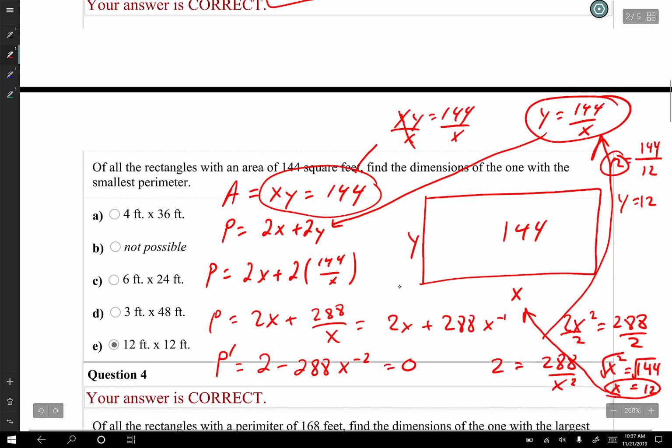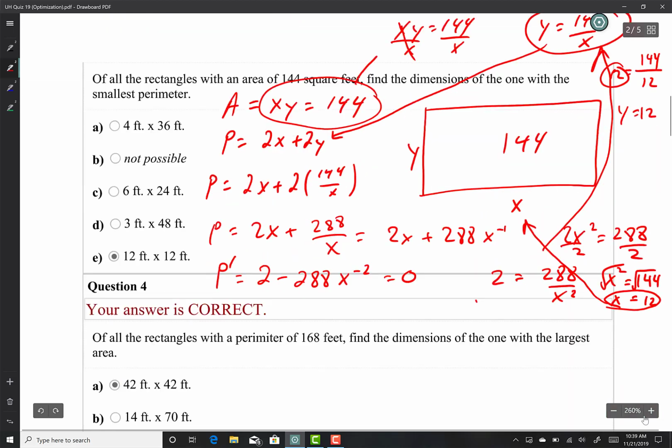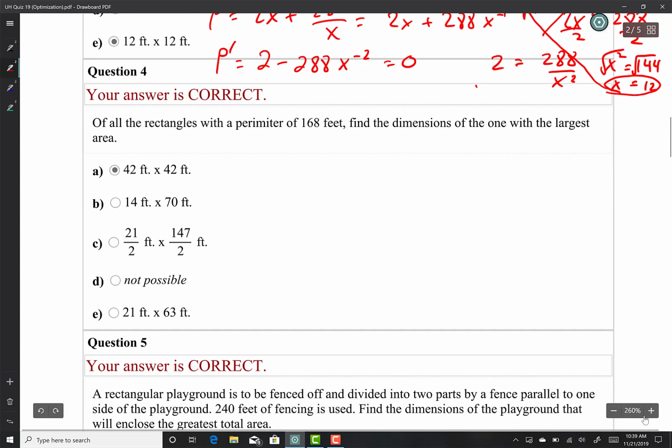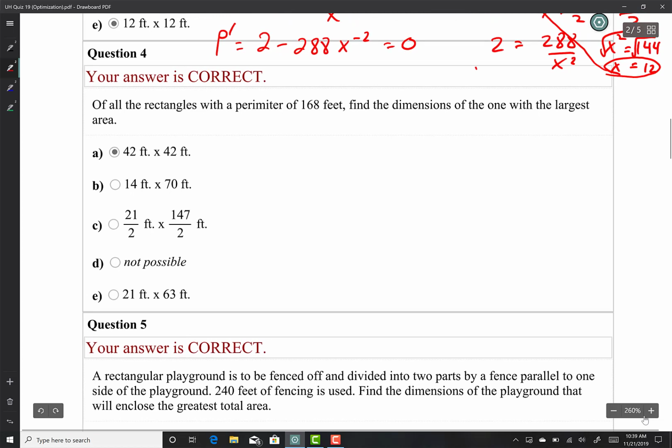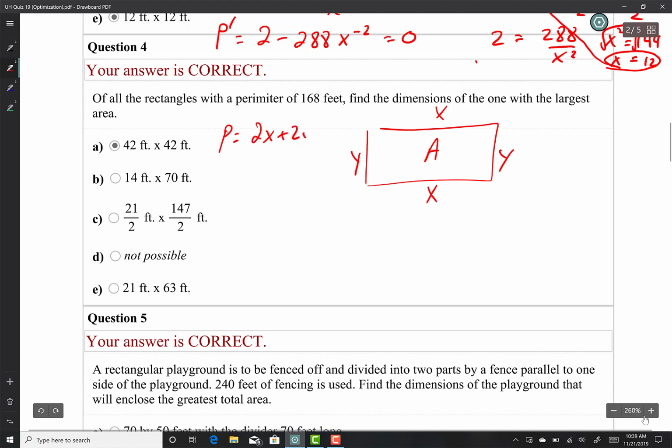Okay, let me take this real quick. Here we go, guys. Let's go to the next one. Of all the rectangles with a perimeter of 168, find the dimensions of the one with the largest area. Okay, so this one is different. So I have a rectangle, and then the perimeter is 168. So x, y, y, x, and then I want the largest area. All right, so my perimeter, I'm going to say P equals 2x plus 2y, which equals 168.